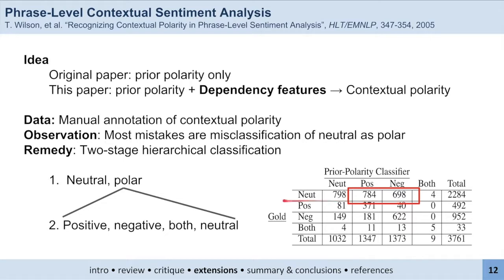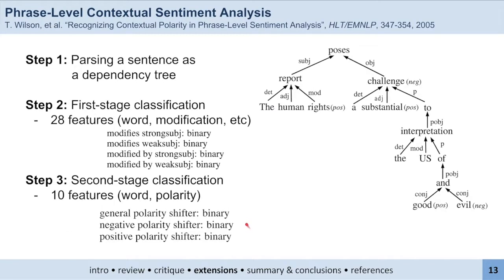So they design a two-stage classification. In the first stage, words are classified as neutral or polar, and then polar words are further classified in the second stage as positive, negative, both, or neutral. This is a complete process.